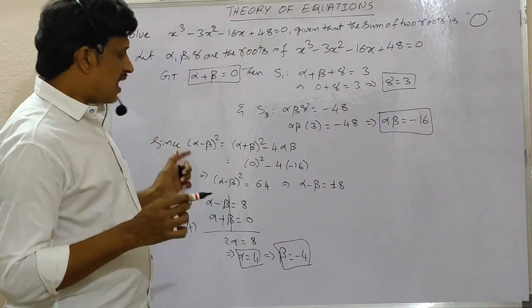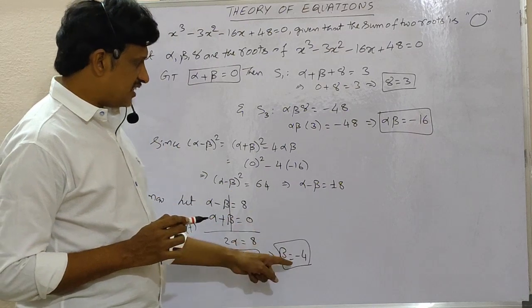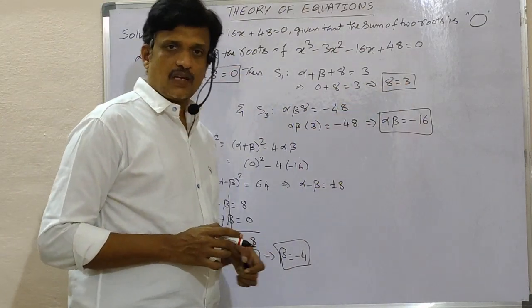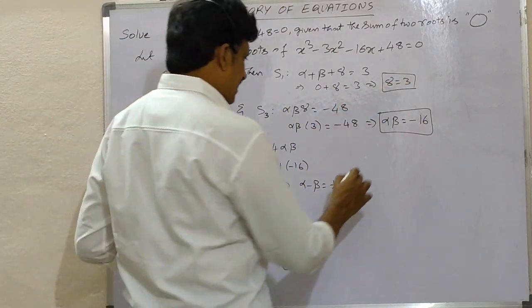Then we got all the three roots. One is 4, the other one is minus 4, and the third one is 3. Now verify. This is the verification.